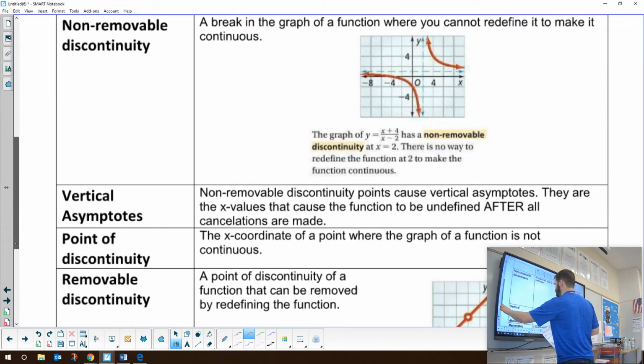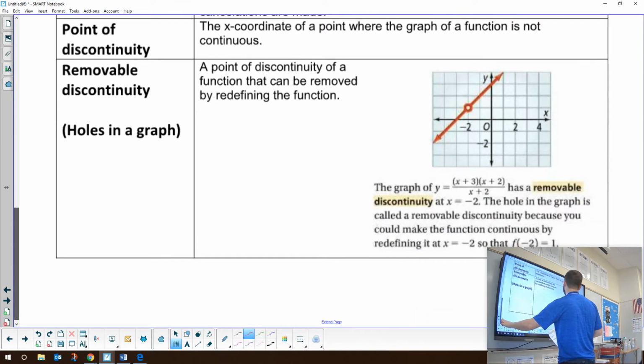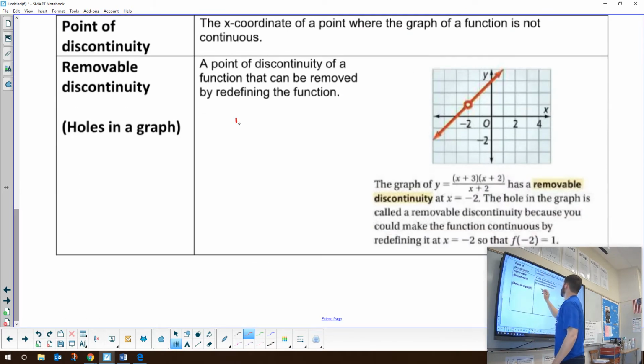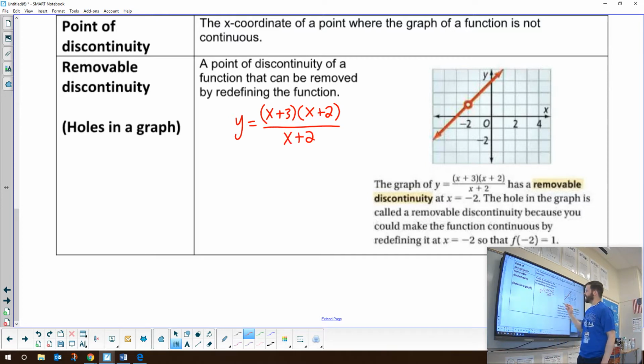But what if we could remove one of those asymptotes? Let me give you an example. What if we had this equation where y equals x plus 3 times x plus 2 over x plus 2? As you can see, I have an undefined value for this x plus 2. If we took that x plus 2 off the side, set it equal to 0, we would have an undefined value at x equals negative 2. And so normally I would put an asymptote right there, a vertical asymptote at x equals negative 2.